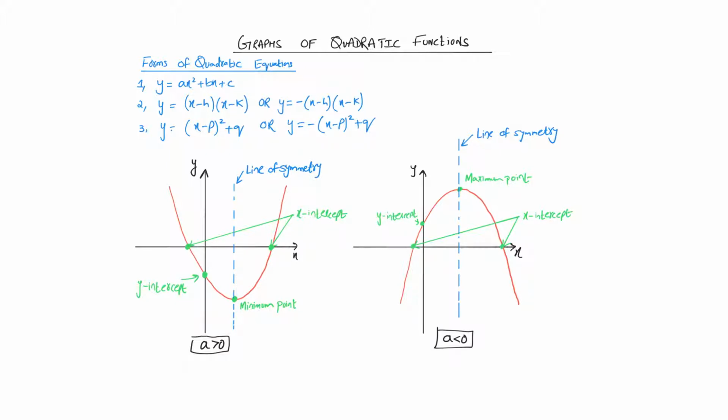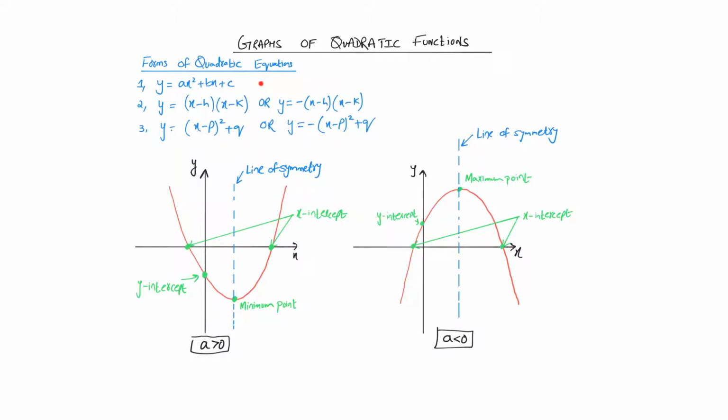Now in today's class we'll be discussing graphs of quadratic functions. As we know, quadratic equations or quadratic functions are those second degree polynomials in which the highest power of the variable is 2. So now the forms of quadratic equation. There are three general forms of quadratic equation.